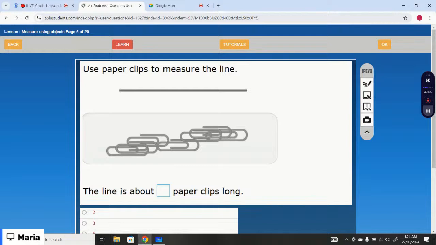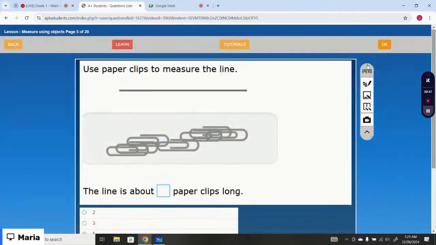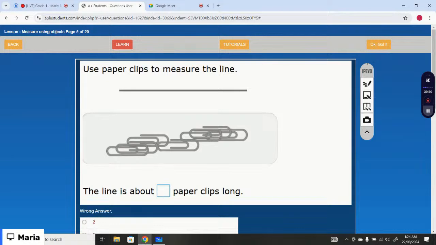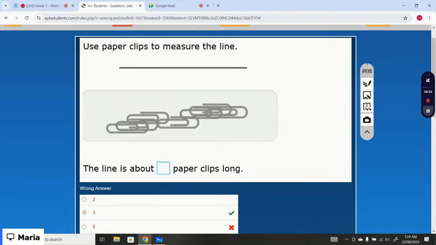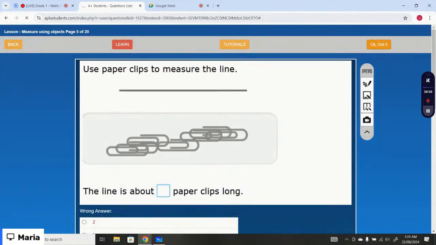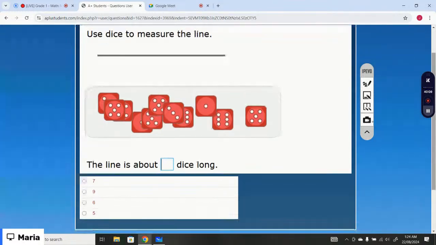Use paper clips to measure the line. So which is the correct option? That is 5. The correct option is 5. Not 5. The correct option is 3 paper clips long. The line is 3 paper clips long. The correct option is 3. Use dice to measure the line. The line is about dash dice long. So which is the correct option? How many dice long?